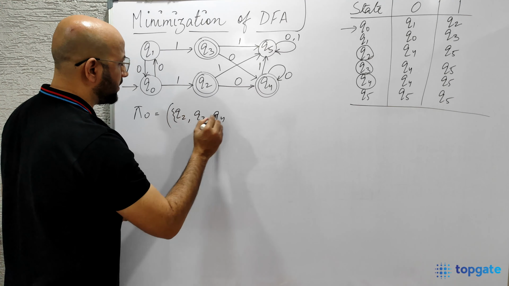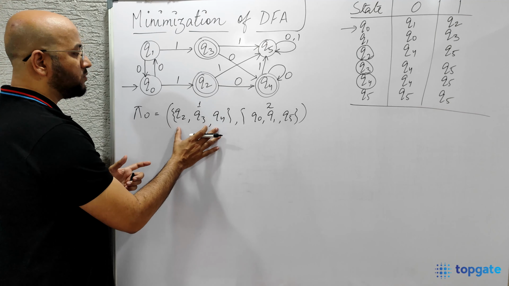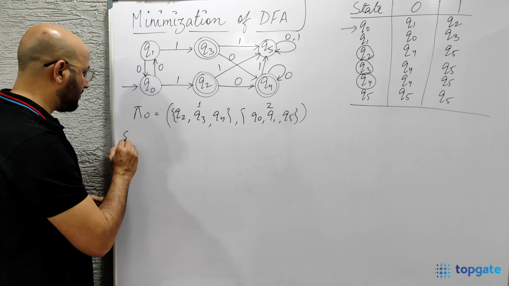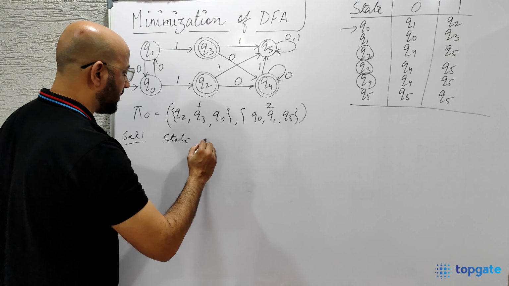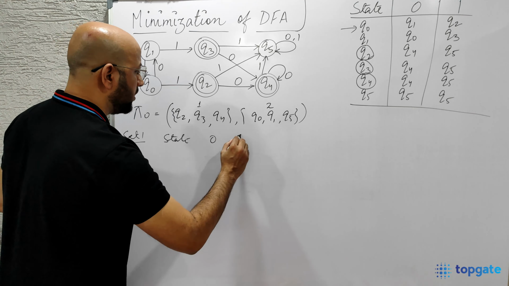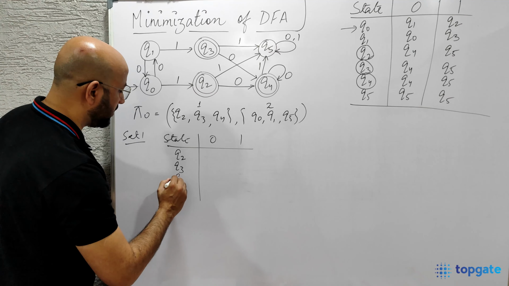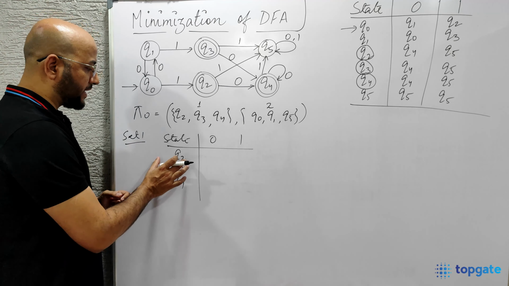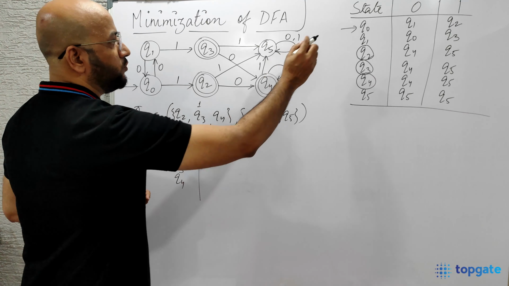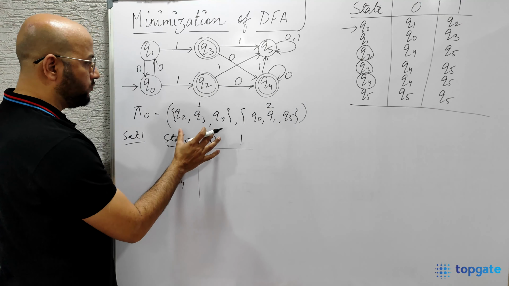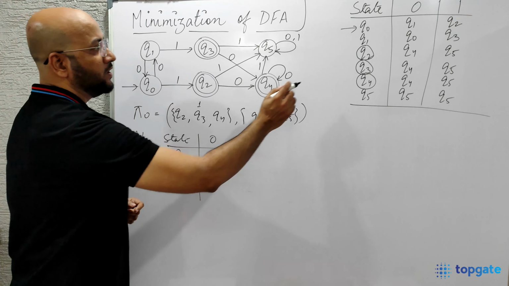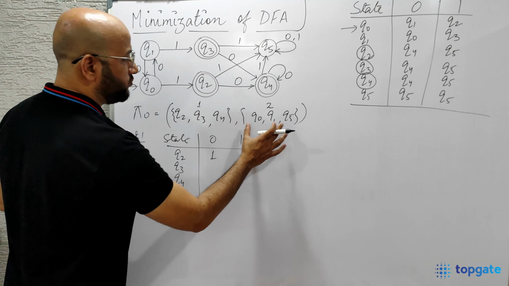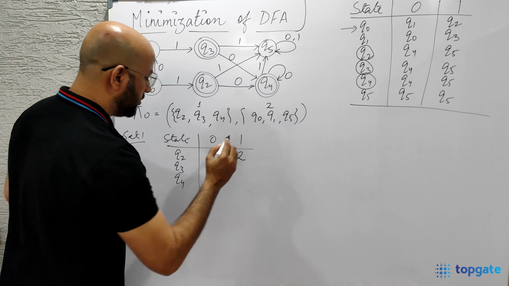Now I'll make a table for set number 1 and see if it can be further divided or not. I'll write state here and then 0 and 1. In state I have Q2, Q3 and Q4. Let's check Q2. For Q2 with 0, I have Q4. Q4 belongs to set number 1, so I'll write set number 1 here. Similarly, with 1, Q2 goes to Q5. Q5 belongs to set number 2, so I'll write set number 2 here.